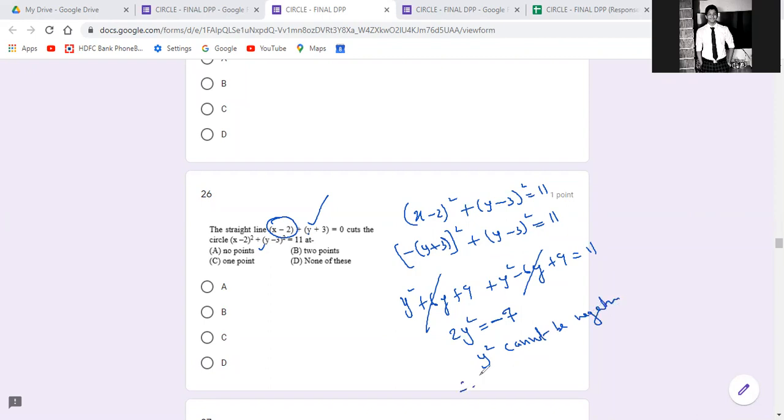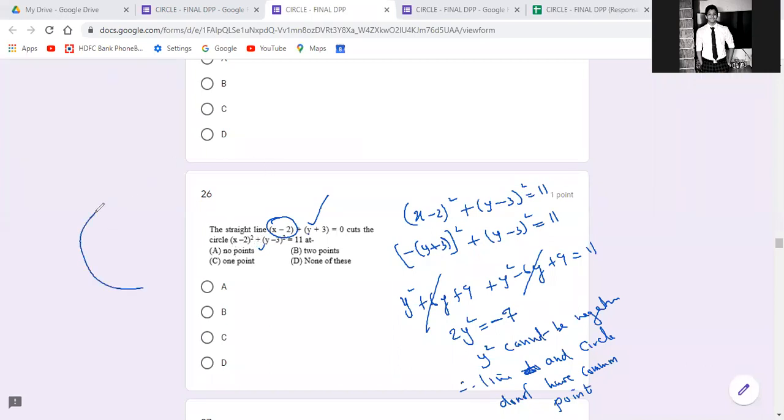That means the line and the circle do not have a common point. Is it clear to you? Yes or no? Yes, sir.